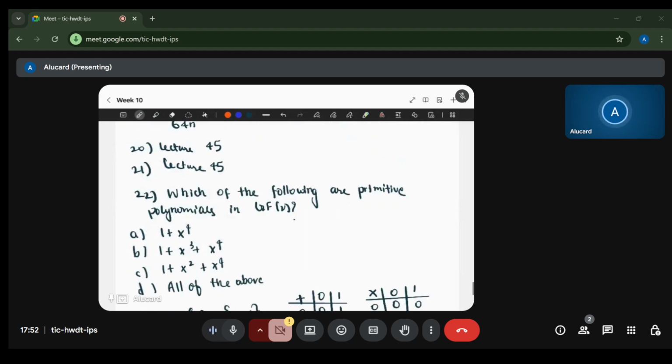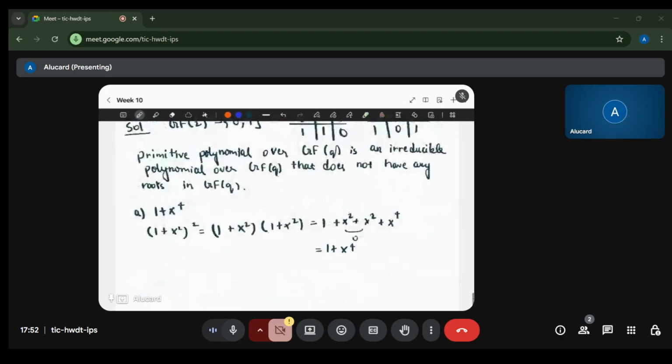Therefore, 1 plus x power 4 is a reducible polynomial. You can write it as a product of two factors whose degrees are both less than the degree of your polynomial. Here the degree of this polynomial is 4. Simply writing it as 1 plus x square times 1 plus x square, the degree of both of these is 2. So we can express 1 plus x power 4 as 1 plus x square times 1 plus x square. So 1 plus x power 4 is a reducible polynomial, so it's not a primitive polynomial.